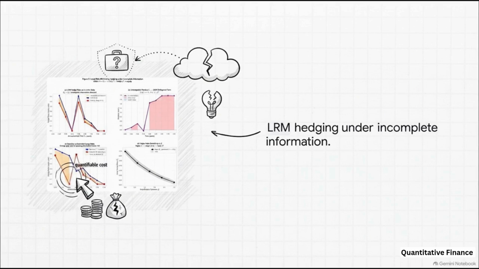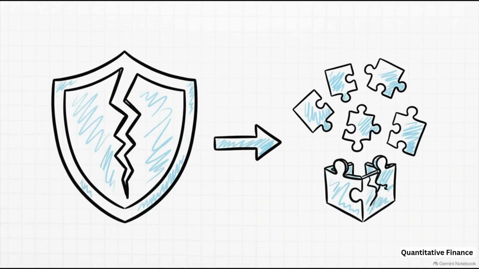I want to draw your eyes straight to panel C. Do you see that massive shaded orange area? Tracking time on the x-axis against the hedge ratio on the y-axis, that orange gap visualizes the exact quantifiable cost of ignoring predictable jump risk in a hedging strategy. The blue line is the naive baseline, and the red line is our extended model accounting for jumps. That gap between them, that is pure unhedged exposure. Let's decode the rest of these panels.